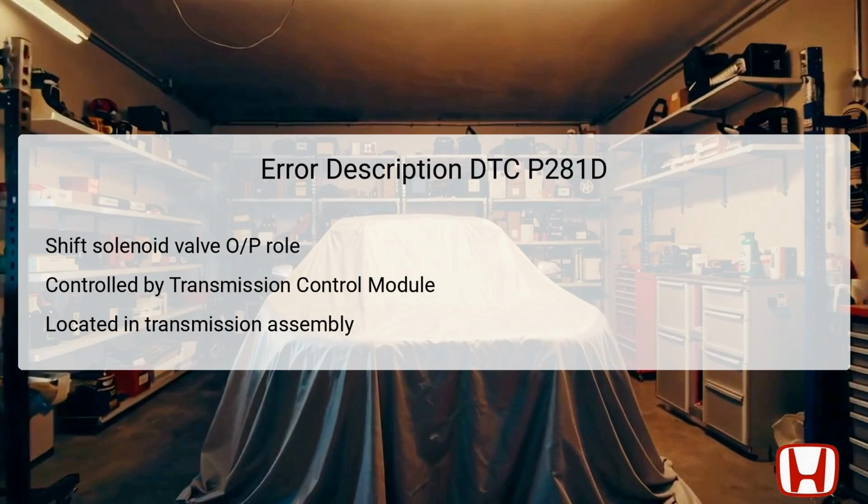When the TCM detects that the drain circuit is not operating as intended, such as due to a short circuit or an open in the wiring, it generates the DTC P281D. This indicates a problem with the circuit's functionality. The diagnosis process looks for a mismatch between the commanded and actual state of the shift solenoid, indicating that an internal or external fault may be present.